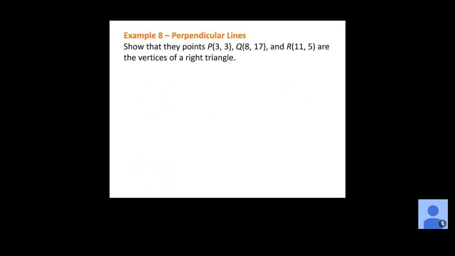All right. So now we want to show that the points (3, 3), (8, 17), and (11, 5) are vertices of a right triangle. What we need to show then is that two of these sides are perpendicular and form a 90-degree angle, because that would make this a right triangle. First thing I'm going to do is plot these points, so I can actually see what I'm looking at. All of them are positive, so I'm only going to worry about the first quadrant here.